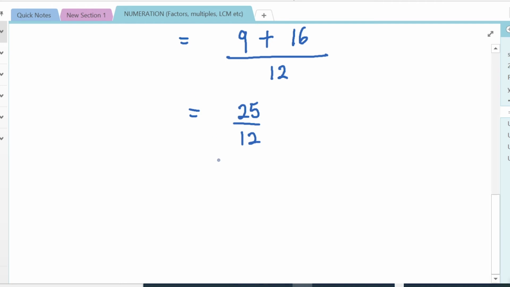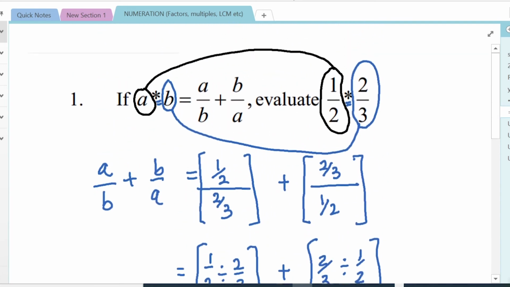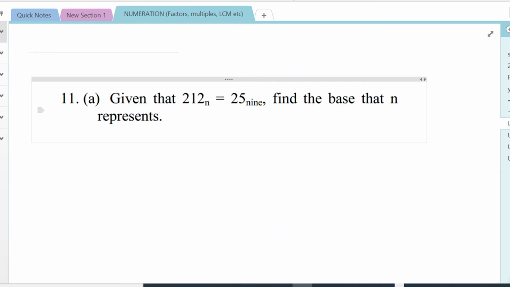And that is an improper fraction. So of course this is going to become two whole numbers, 1 over 12. So that's the answer we get for that. Two whole numbers, 1 over 12. Moving on to the next.